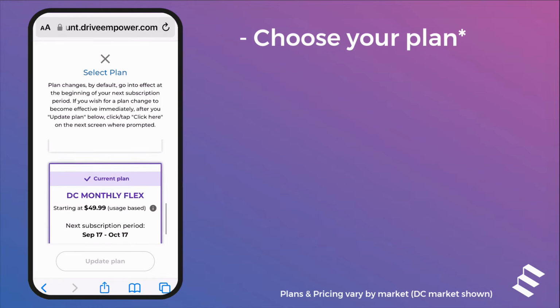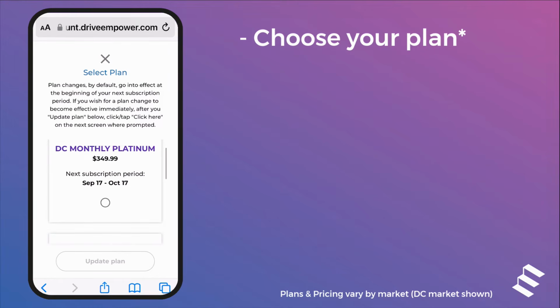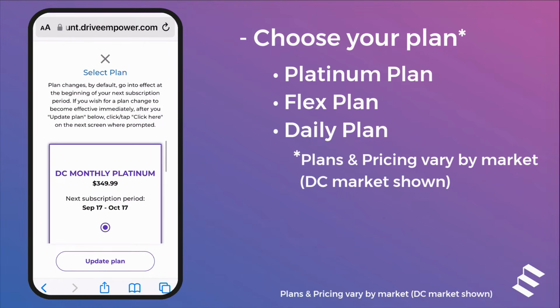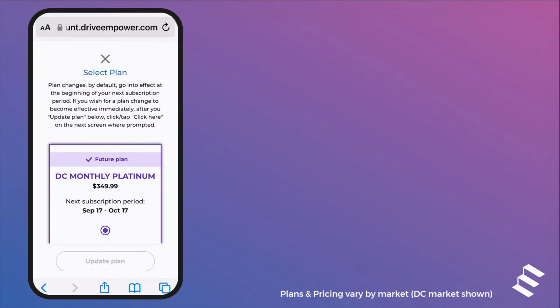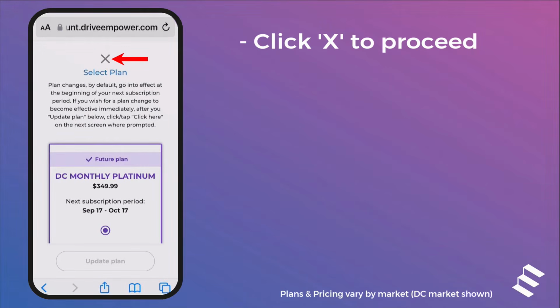Choose the plan that best fits your needs. You can choose between the Platinum plan, Flex plan, and Daily plan. Once you have chosen the plan that works best for you, click Update Plan. Click X to proceed.